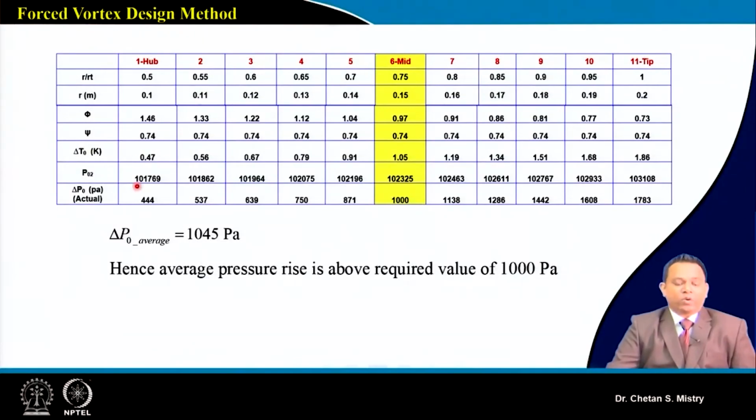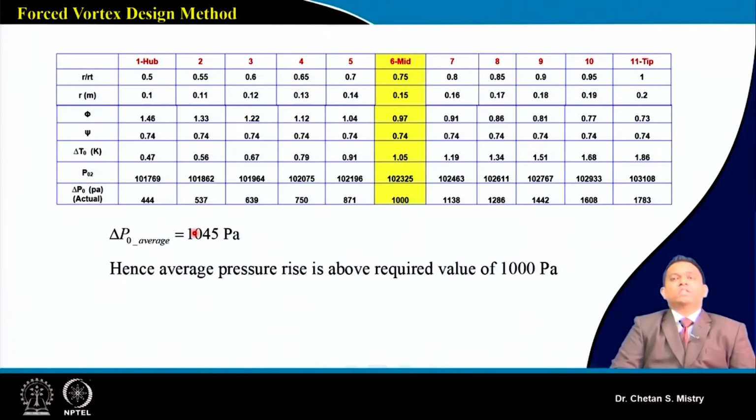Once you are doing all this calculation, we have seen we can calculate our delta T0 at the hub and our delta T0 at the tip. Based on that, you can calculate my delta P0, and we get my total pressure rise at the exit of my rotor by averaging along this span. We are expecting our pressure rise to be 1000 Pascal. Here it is coming 1045 Pascal. So this is also one of the cross checks. You can verify this part.